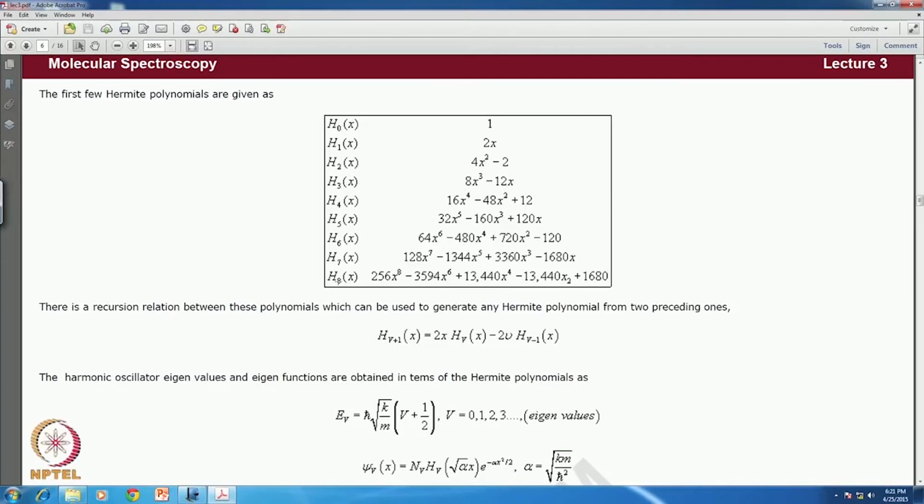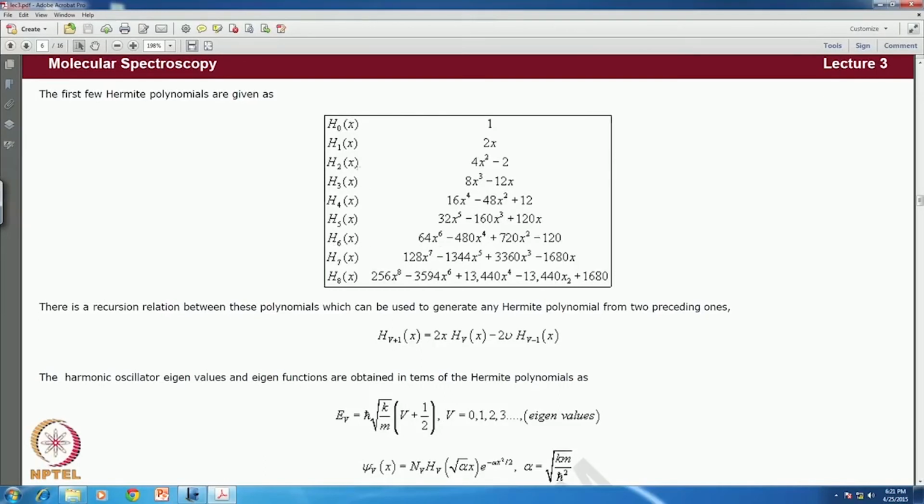One thing that should be noted is that the even numbered polynomials 0, 2, 4, 6, 8 are all even functions of x. h0 of x is 1, h2 of x is 4x squared minus 2, which does not change if x is negative or positive, that is minus x or plus x. h4 of x is again x raised to 4 x squared, therefore it is an even function of x. h6 of x is even.